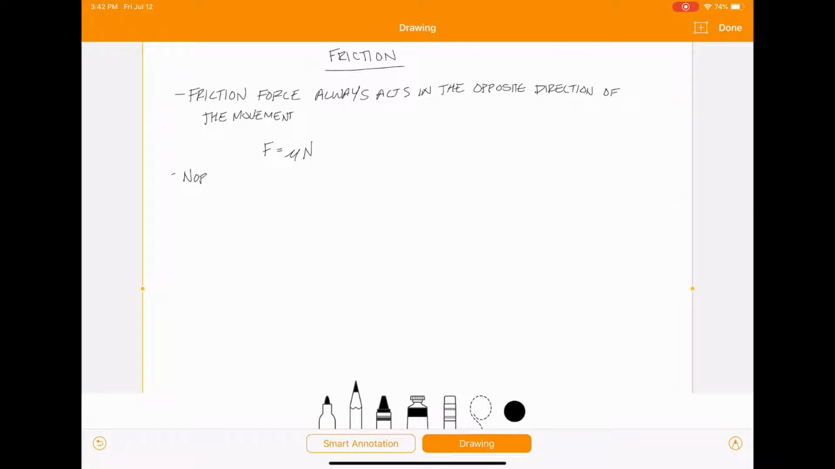Now, the normal force is the force that acts perpendicular to the surface and towards the object.